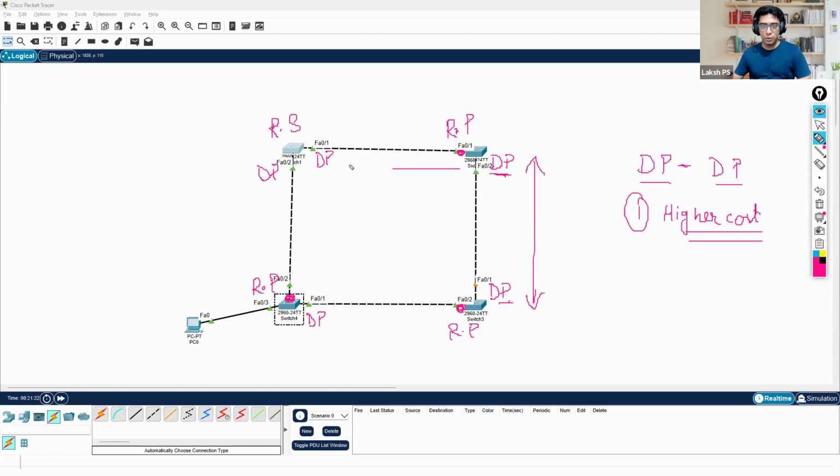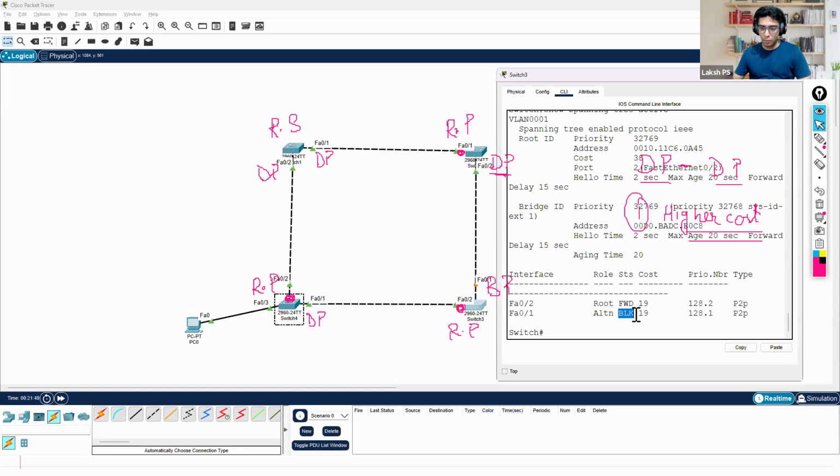The cost for switch number 2 to reach the root switch is 19. But for switch number 3, it's 19 plus 19. So switch number 3 has a higher cost to reach the root switch, and hence it will convert its designated port to a block port, which is why we see an orange over here. Let's open up switch 3, and you can clearly see it mentions block. We'll talk about state later, but it is blocking.